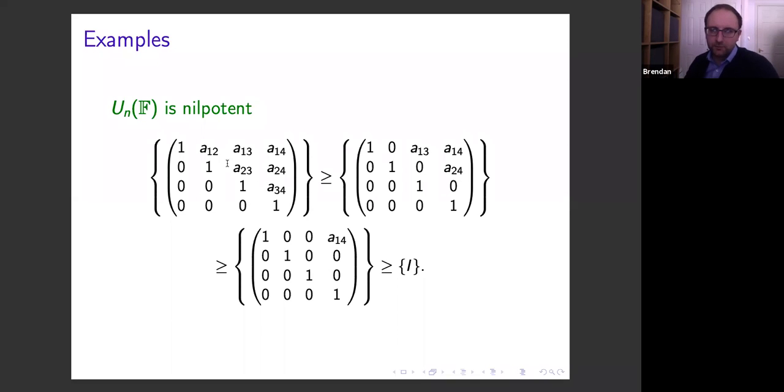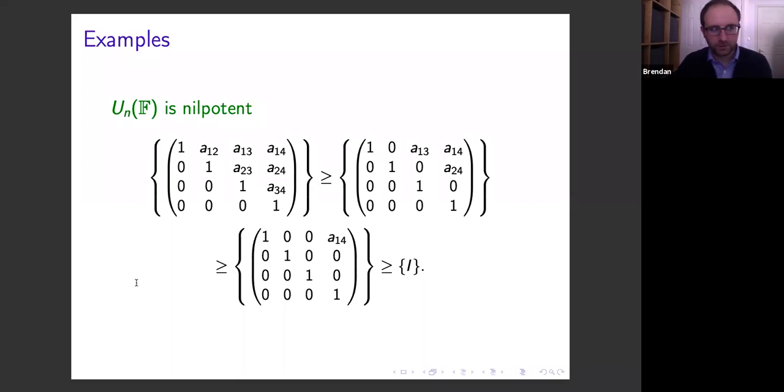Each time you pass to the next term of the lower central series, you kill off a diagonal here. So in the first step, the commutator subgroup kills off this first off diagonal. And then if you take commutators with U4 again, you kill off this next one, and then you kill off the last row.